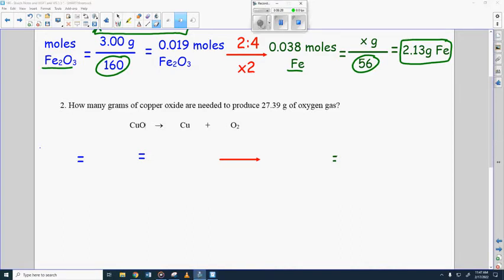All right. When I balanced, I found a 2 and a 2. So it's got a 2 to 2 to 1 ratio. That's what I found. Okay, so let's see here. How many grams of copper oxide, so it's asking me about this one, that's copper oxide, are needed to produce 27.39 grams of oxygen? So I know this one right here.